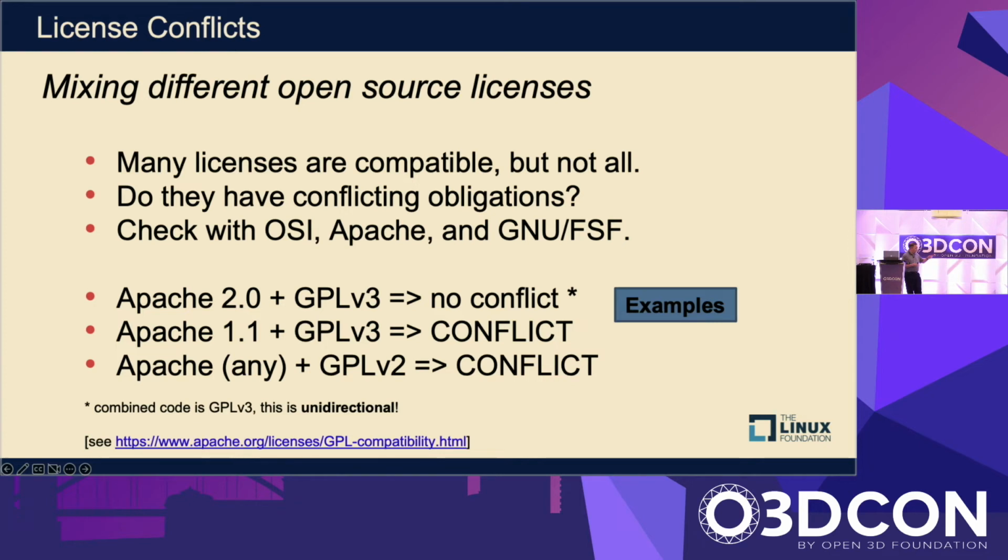Just a few examples here. I'm just going to skip over these, but just briefly, if you're mixing Apache and different versions of the GPL, they may play well or they may not. So if you have multiple licenses, especially permissive and copyleft licenses, you definitely want to check for conflicts.